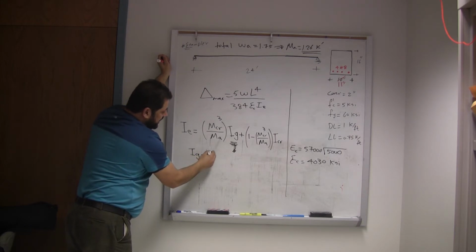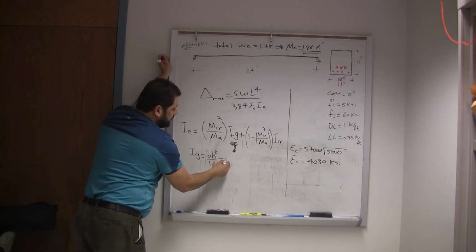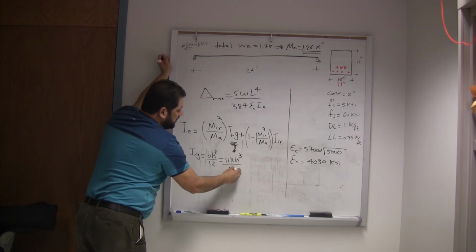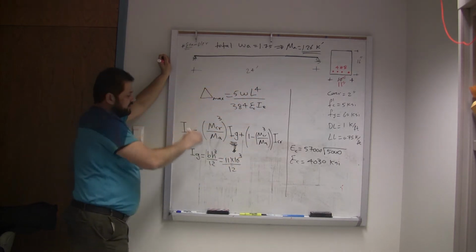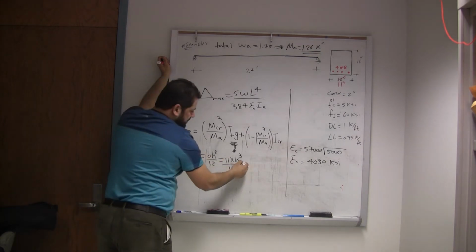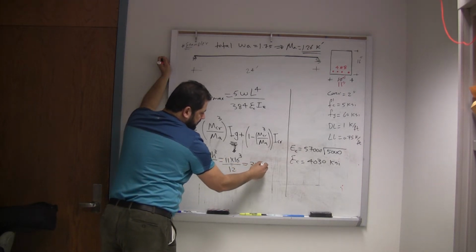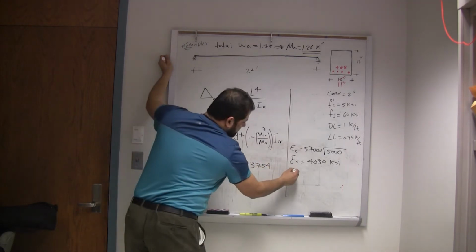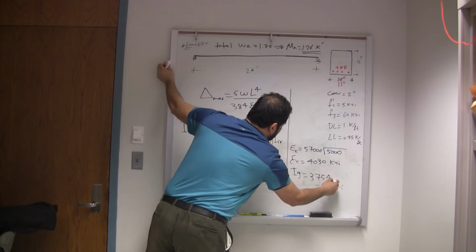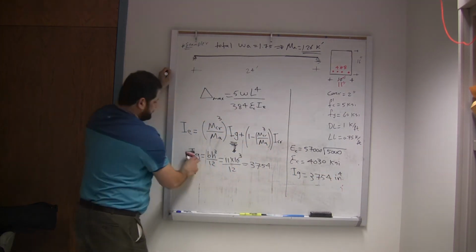So I gross equals b h cubed over 12, which is 11 times 16 cubed over 12. It's h cubed, not d cubed. That's 3,754. So let me put it here: I gross equals 3,754 inches to the power 4.